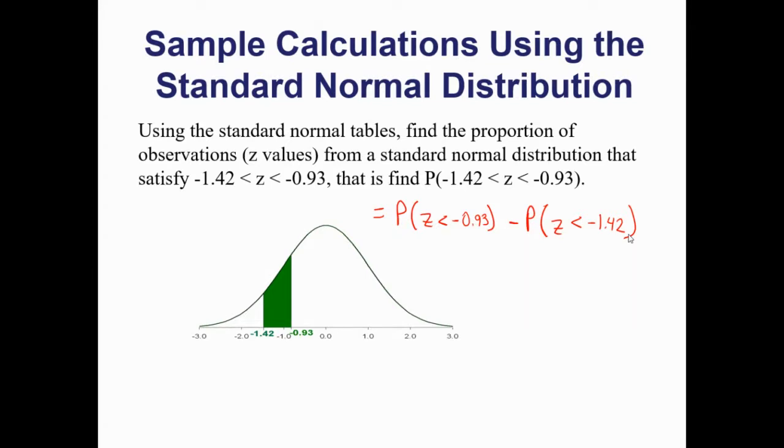So on this one, what's the probability that z is less than negative 0.93?